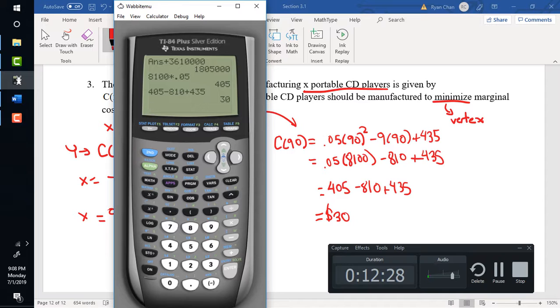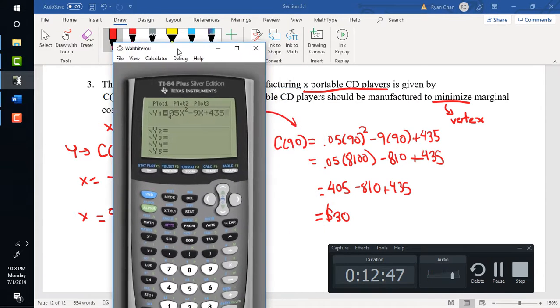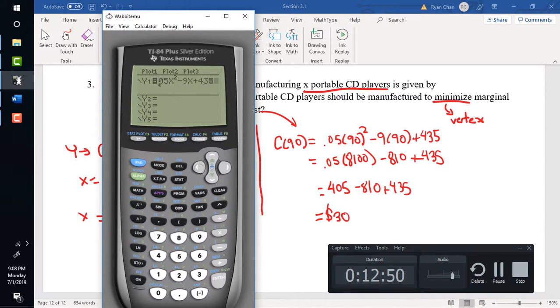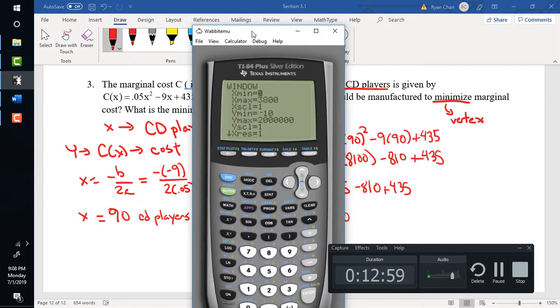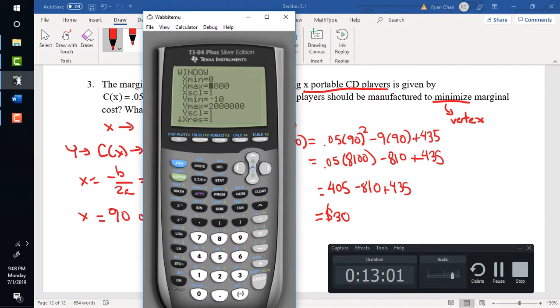So I'm going to graph this. I think it was 0.05x squared minus 9x plus 435. Let me just double check. Yes. Okay. So you're going to go to your window. Now my x during the vertex was 90. So I'm going to double it. I'm going to think it's 180.